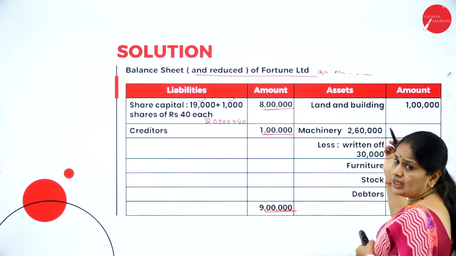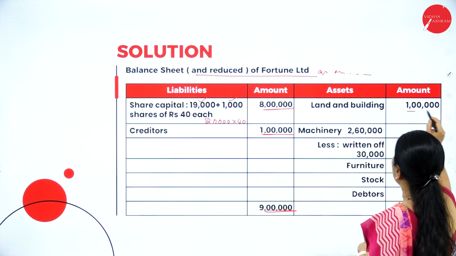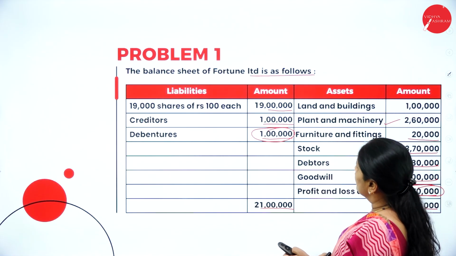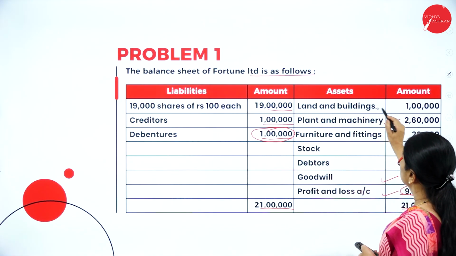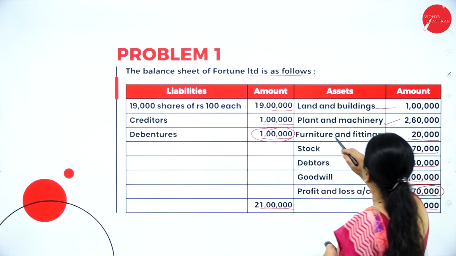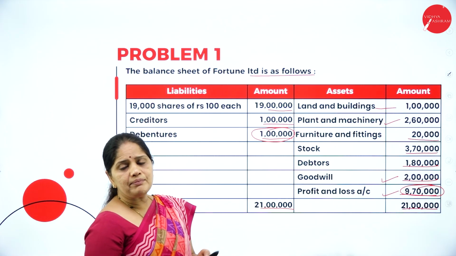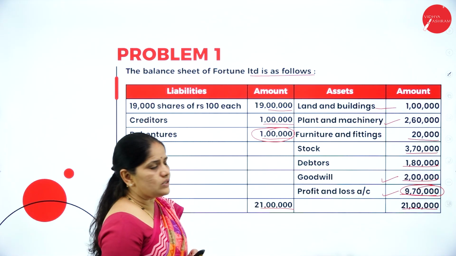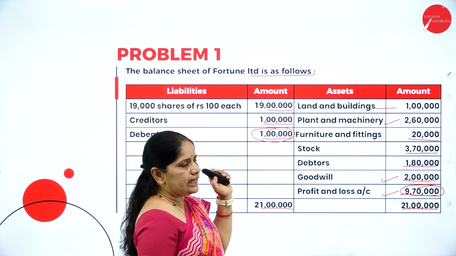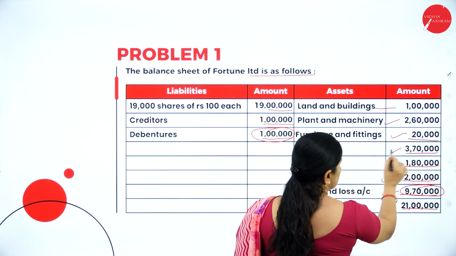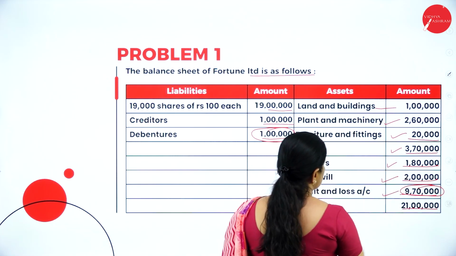Now here on the asset side, we have the land and buildings. If you can see the old balance sheet given, in the old balance sheet, there is no change in land and buildings, but there is a change in the plant and machinery account. So plant and machinery, we have written off 30,000. So that we have to take care of. Furniture, it will be the same amount. Stock also same. Debtors also same.